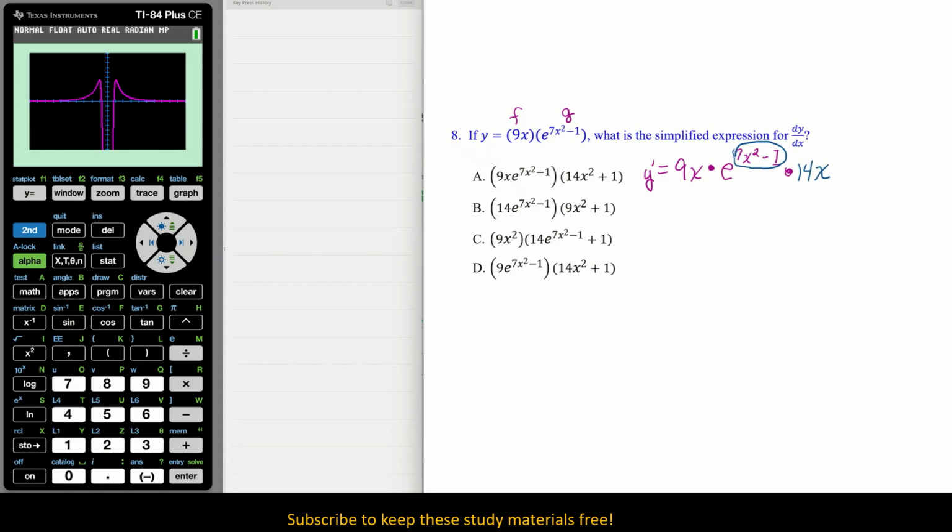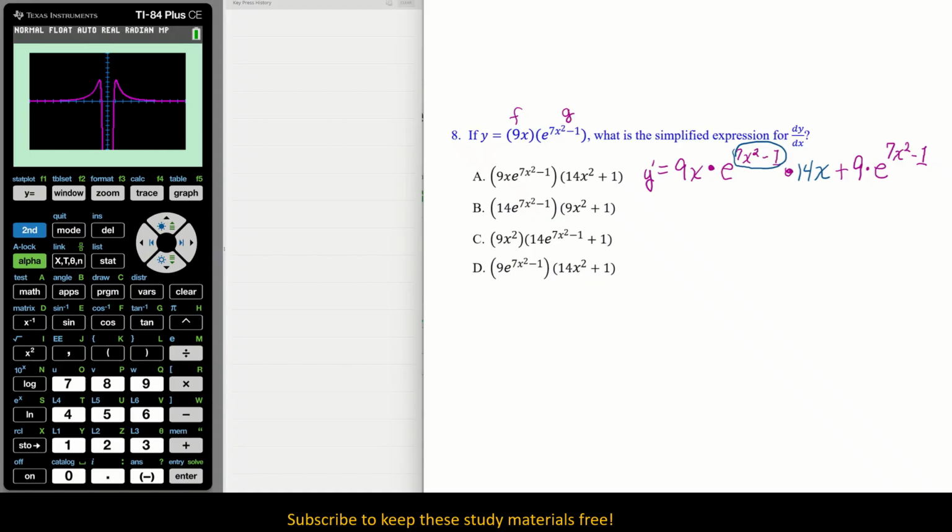All right, now what do we do? We add that to, I'm sorry, I had a moment, I had to look at it. Okay, now we add to the other one. So we have to take the prime of f and leave g as is. Well, 9x prime, or the first derivative, is simply 9. So then we have 9 times g as is. So that's e to the 7x squared minus the 1.